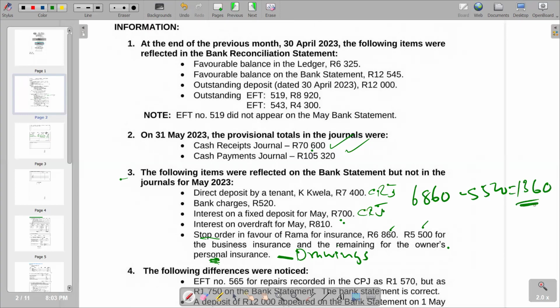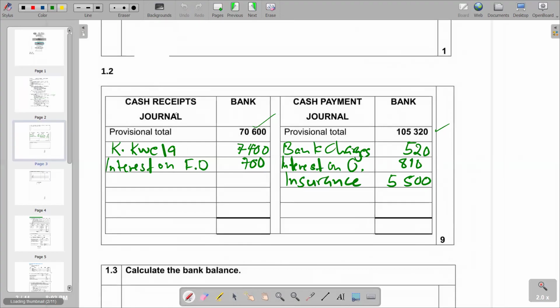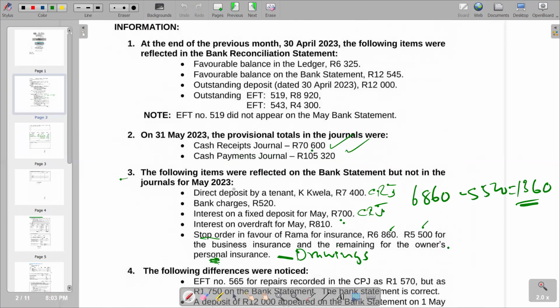So we got 1,360. So this is the figure for drawings, and it's supposed to be other payments again. So we are saying drawings, and the figure that we have is 1,360. And then go to the next part, whereby now this becomes the last one that we have on item 3. Then we go to item 4.